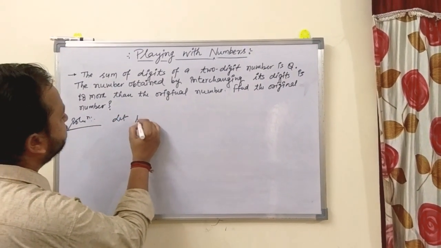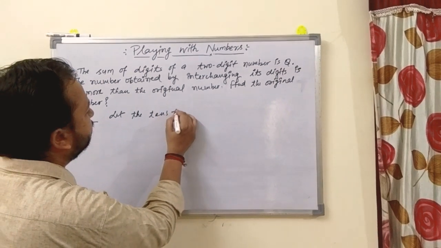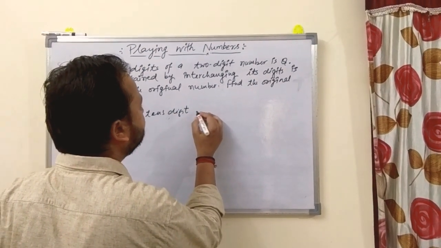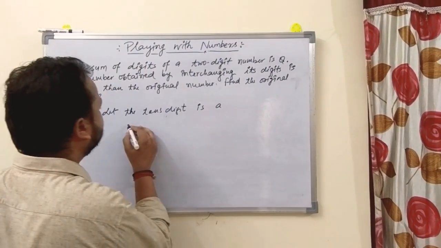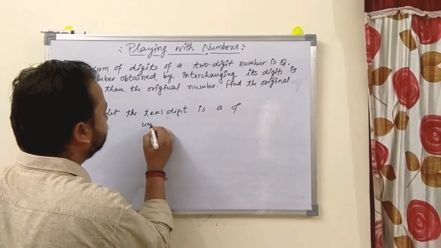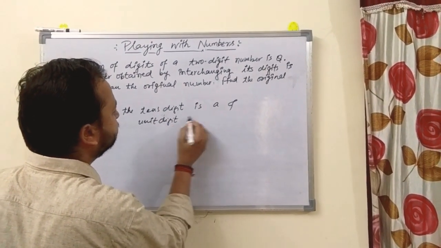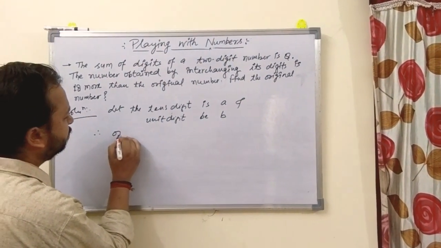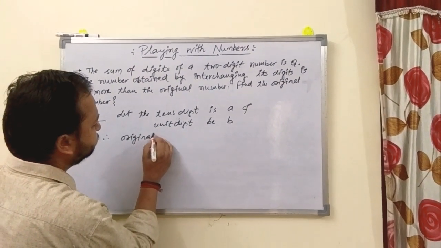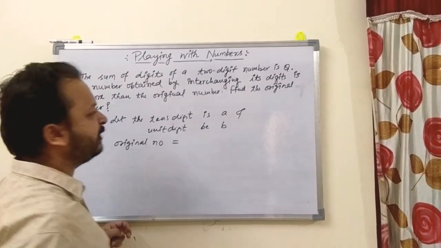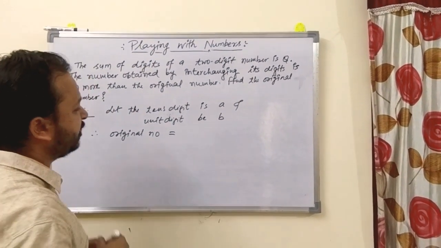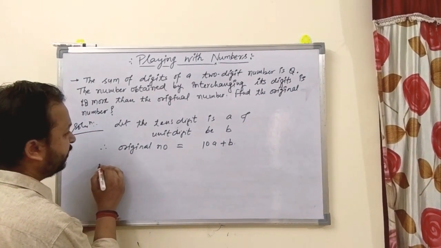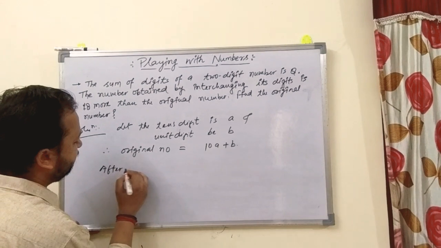So let the tens place digit be A and unit digit B. Therefore, the original number, you know that if the tens place digit is A and unit place digit is B, the number is 10A plus B.